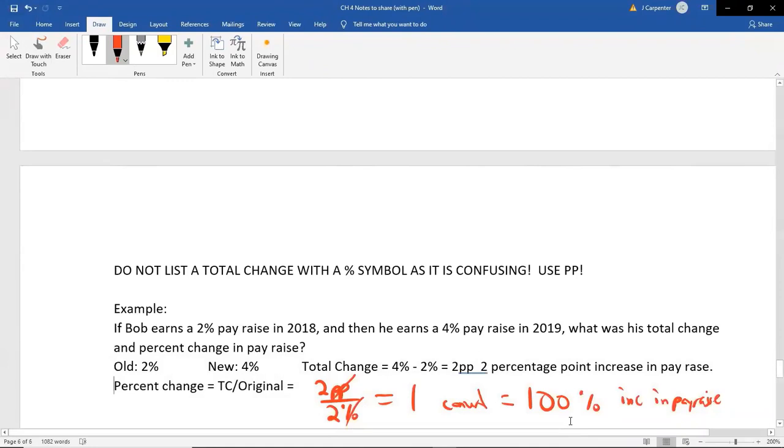But the average Joe or Jane is not going to be thinking about whether it's a total change or percent change. They're probably just going to make this the scariest sounding thing, especially if the article is trying to misconstrue it that way.